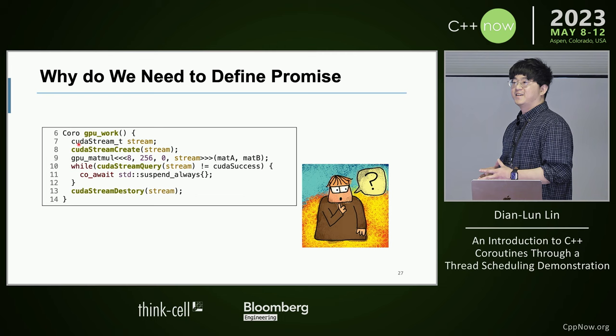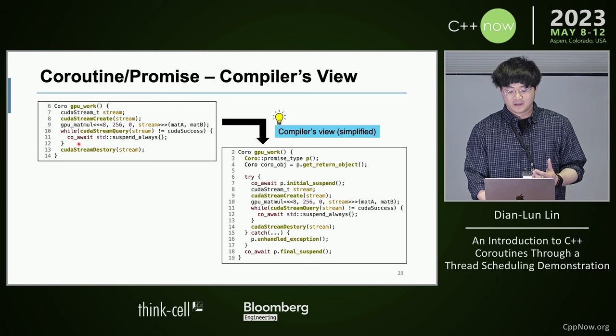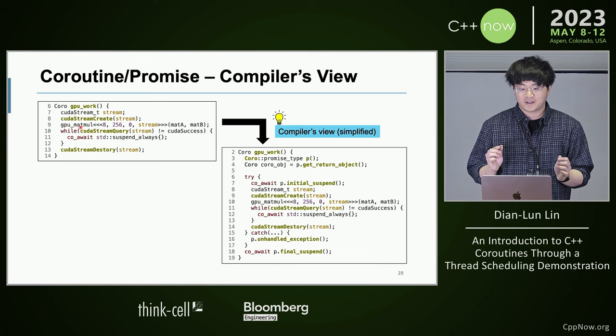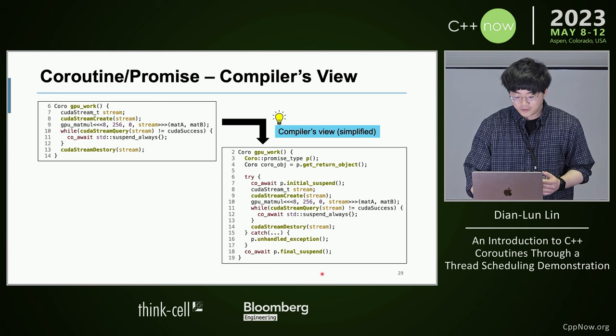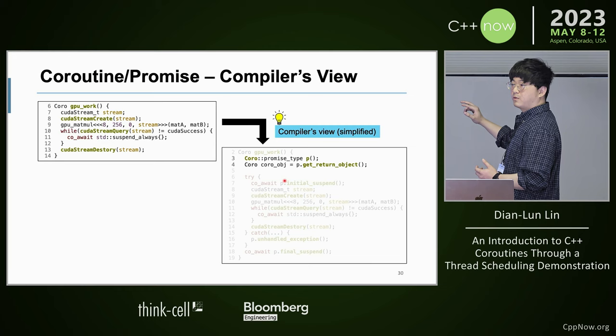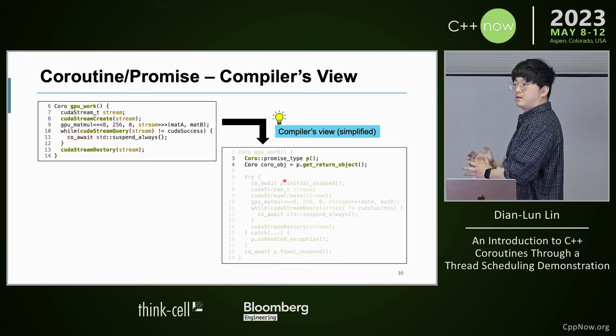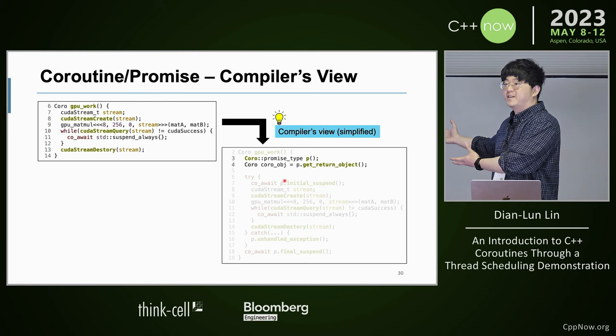Now let's see what the compiler sees. Actually, when you write your coroutine, what the compiler sees is a little bit different, as shown at the bottom right here. It's a simplified version, but now you know why you need promise and its corresponding functions. First, in your coroutine, the compiler will add these two lines. It will create a promise type, and then call get_return_object. That's why you need to define get_return_object. Otherwise, you will get a compile error because there's no definition here.